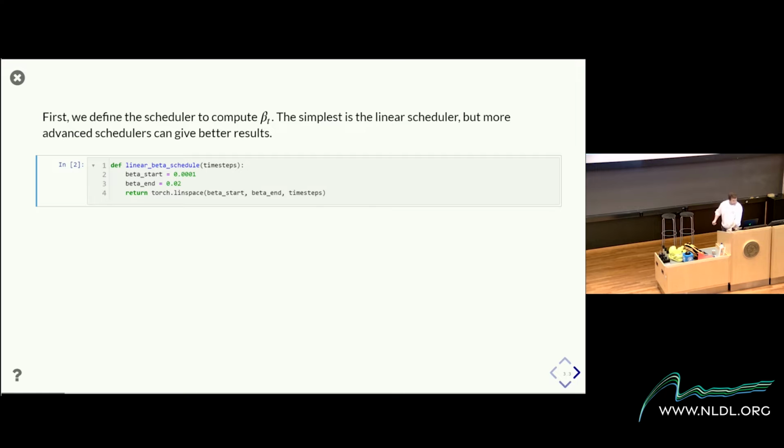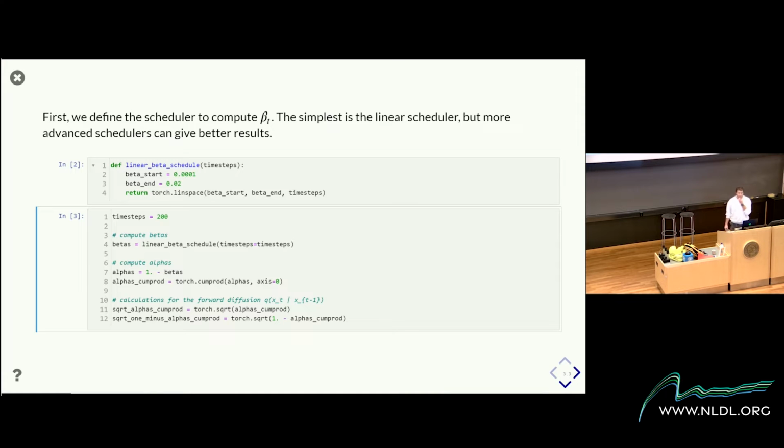So this is the code. As you see, I just use a linear space. This is the value I start with, and this is the value I end with. Those are just hyperparameters, not so important. The only thing to focus on here is that it's linear.